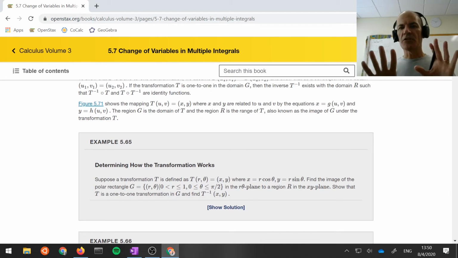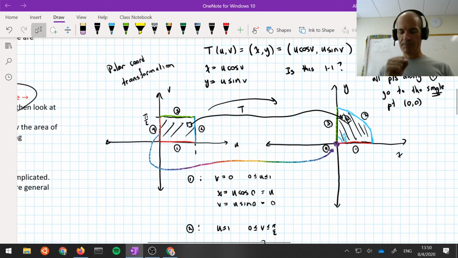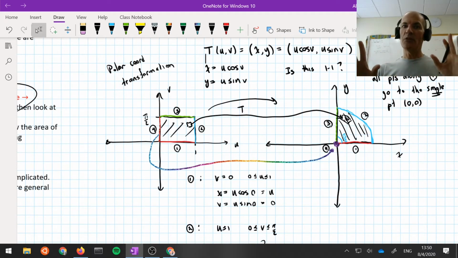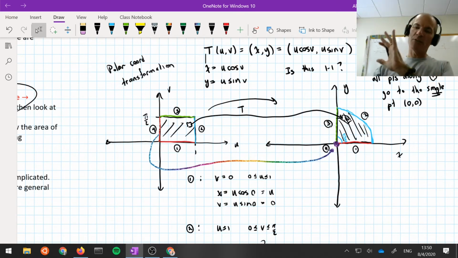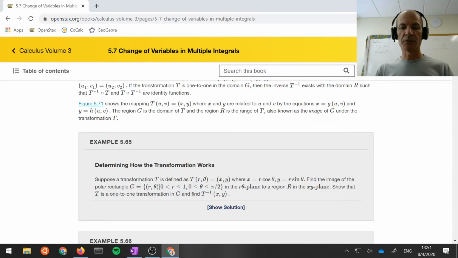As long as a function isn't too terribly failing the one-to-one test, it's still okay as a transformation to use in integration theory. And what do I actually mean by not too bad? That's a subject for a different class. Suffice to say that the polar coordinate transformation, which is clearly not one-to-one, is still an okay transformation to use when doing integrals, when changing variables in integrals.